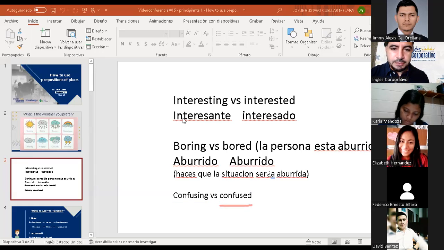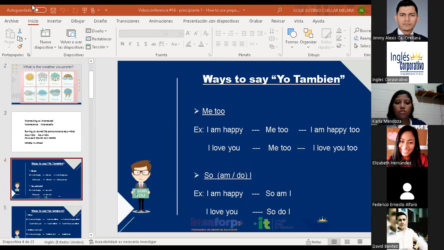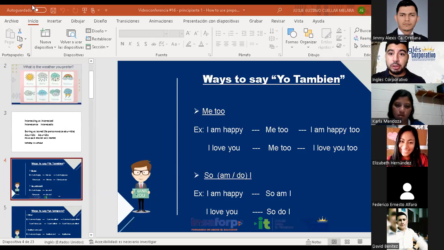Okay. So, and to continue, ya para ir terminando el otro tema que les dije, ya habíamos estudiado las formas para decir yo también, right? Así que no tenemos problemas para decir yo también. We can say me too, o podemos decir so do I, o sea, so am I.